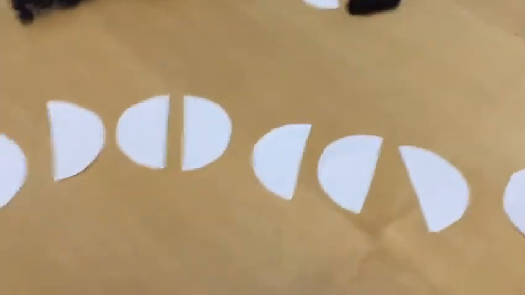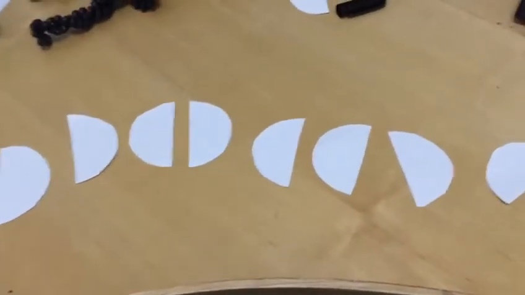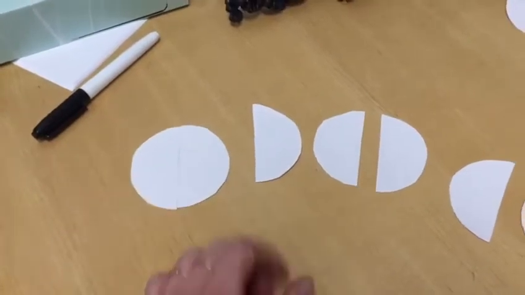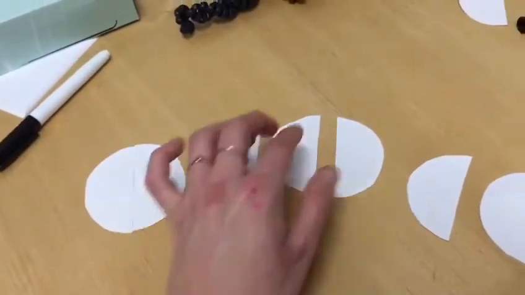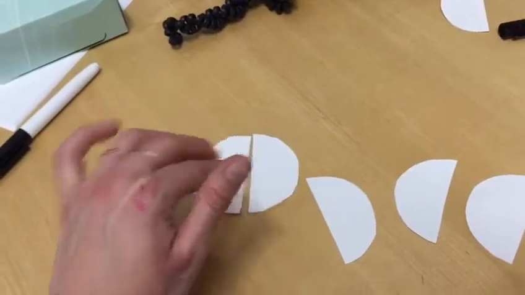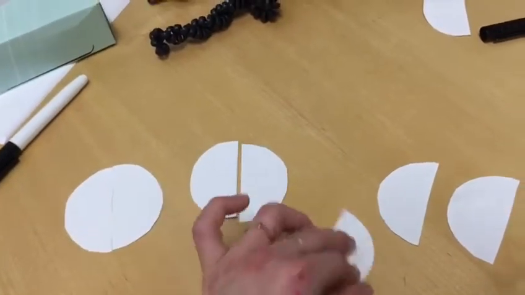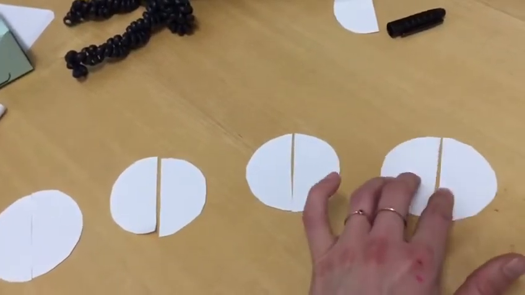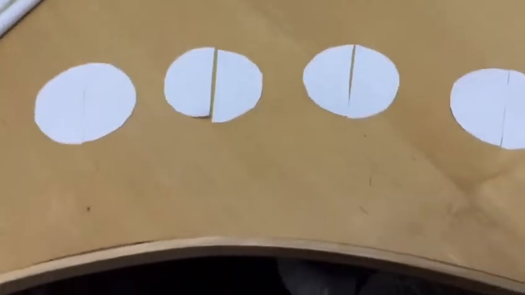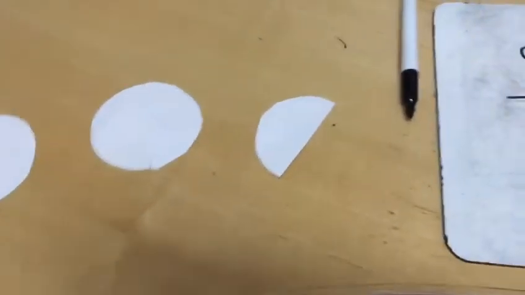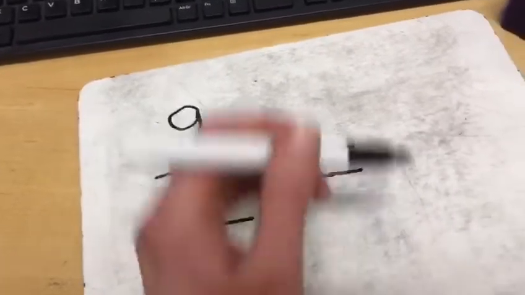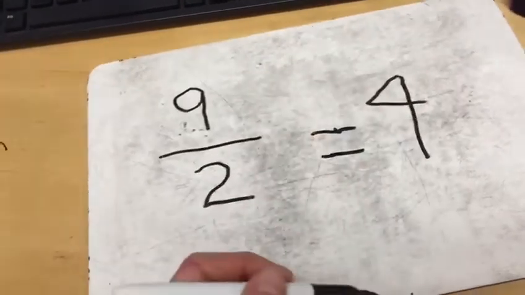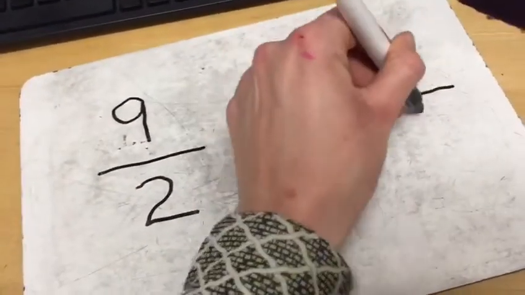Okay, a mixed number. So basically what that means is how many wholes and how many halves do we have? So let's put our parts together. We've got 1 whole there. 2 wholes. 3 wholes. 4 wholes. And 1 half. 1, 2, 3, 4. 4 wholes and 1 half, which we're going to write like this. 4 wholes and 1 half.